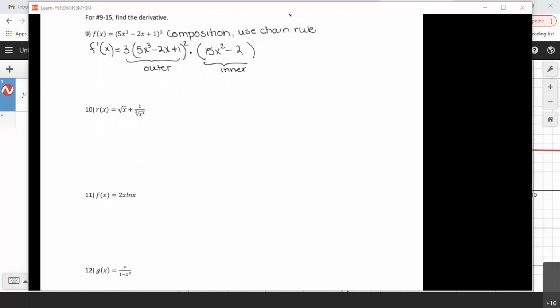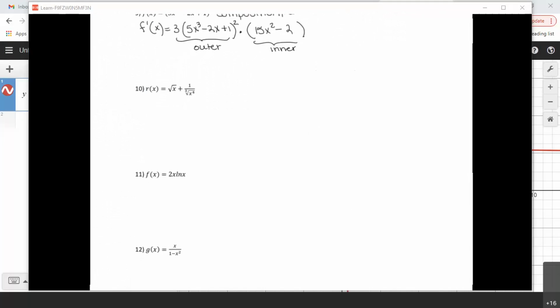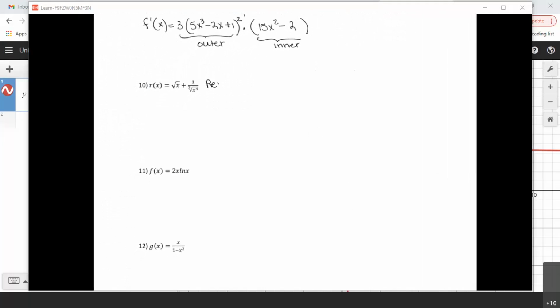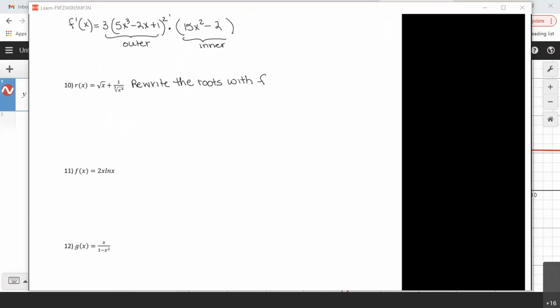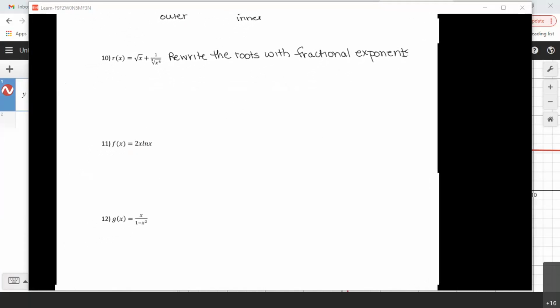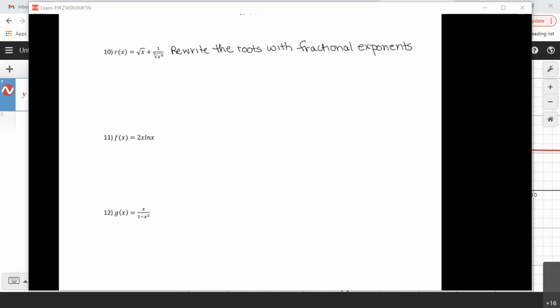The next one is one where you have to rewrite the roots with fractional exponents so you can use the power rule. Another thing you might want to have handy, and it's in the course, are the rules for exponents, fractional and negative exponents. Remember, roots are fractional exponents.